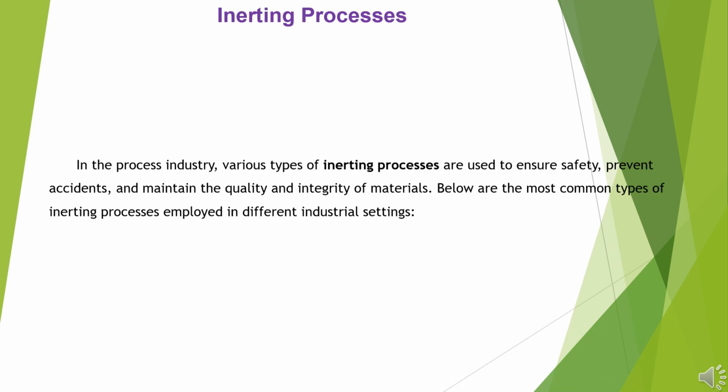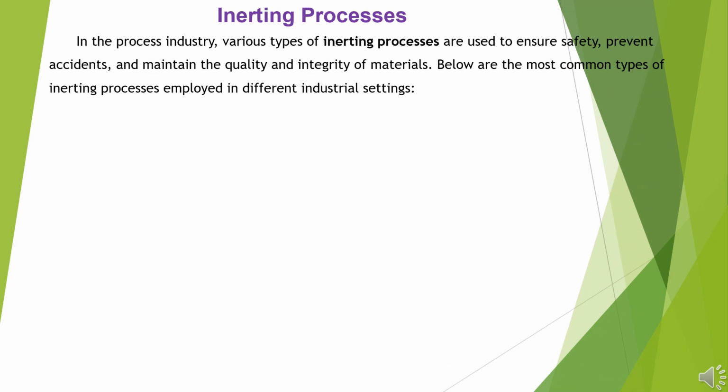In the process industry, various types of inerting processes are used to ensure safety, prevent accidents, and maintain the quality and integrity of materials. Below are the most common types of inerting processes employed in different industrial settings. 1. Continuous inerting.